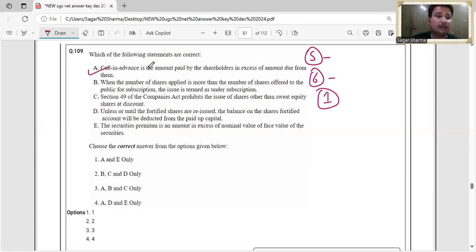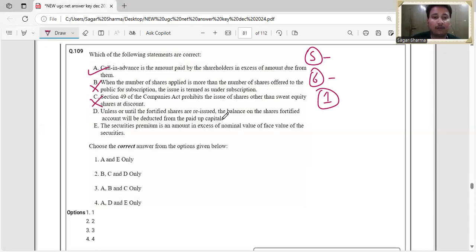Absolutely correct statement. When the number of shares applied for is more than the number of shares offered to the public for subscription, the issue is termed as under subscription. No, it is the case of over subscription, not under subscription. Section 49 of the Companies Act provides for the issue of shares other than sweat equity shares and discount. This statement is not correct.